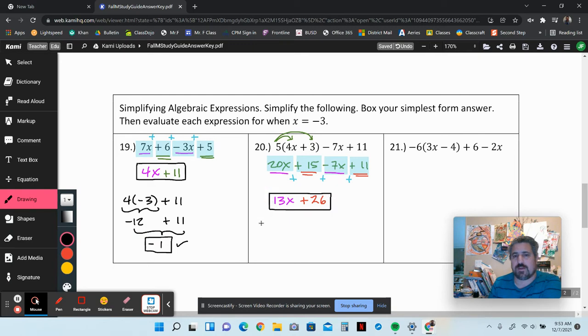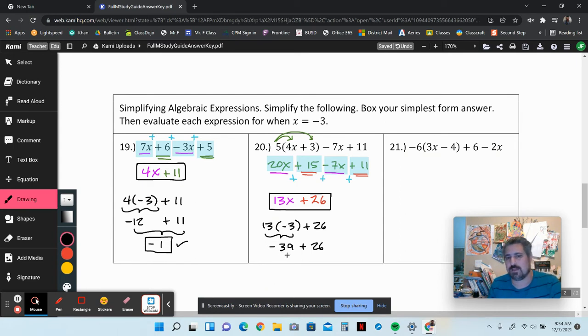Okay. Now, once we've got that, we're going to replace the x with negative 3. So we can evaluate this when x is negative 3. So that'd be 13 times the quantity of x plus 26. Well, 13 times negative 3 is going to be negative 39. So this is going to be negative 39 plus 26. And in case you're wondering how I got negative 39 in my head, this is how I did it. I did negative 3 times 10 is negative 30. Negative 3 times 3 is negative 9. Negative 30 plus negative 9 is going to be negative 39.